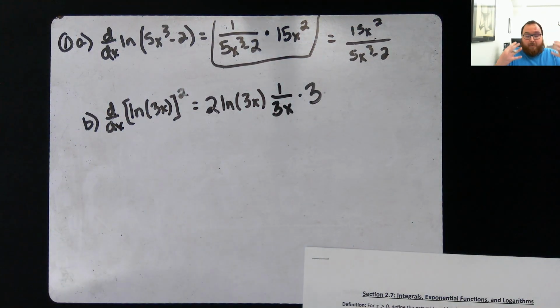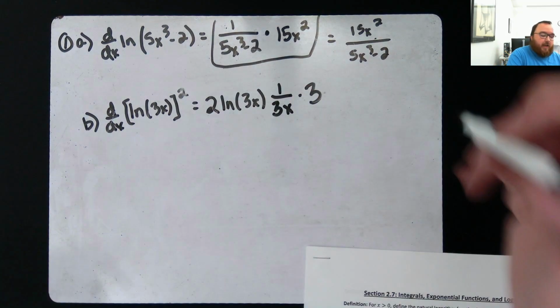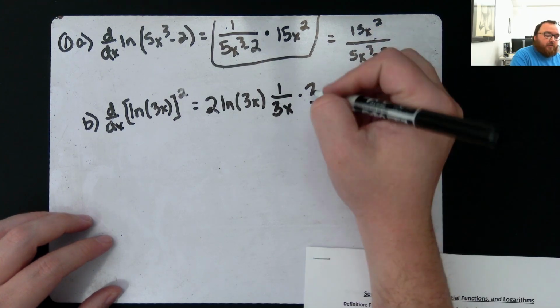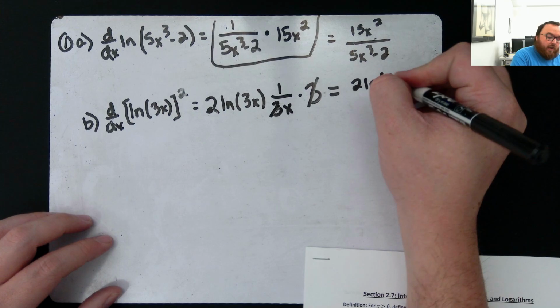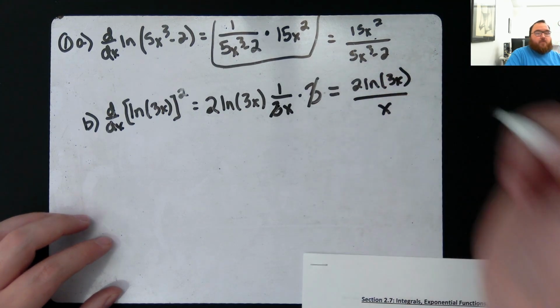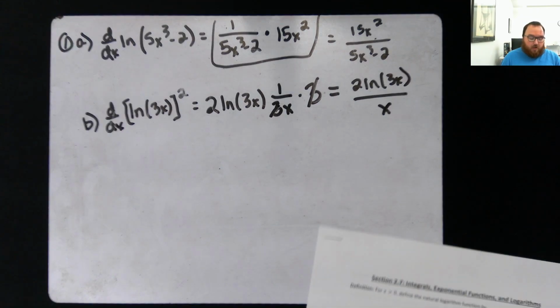Again, for my classes, I do not care. You could just stop right here. Technically speaking, you could rewrite this because 3's can cancel out, and you could do 2 natural log of 3x over x. But again, for my classes, I don't really care. You could stop right there.